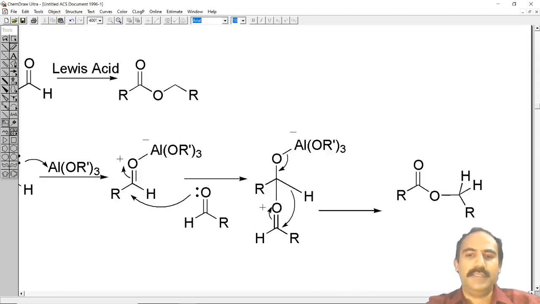Just like in the earlier case, this carbon becomes even more positive, which leads to a hydride shift from this carbon to this carbon. That is 1, 2, 3 atoms apart. So it's a 1,3 hydride shift. So because of a 1,3 hydride shift, you will get an ester, and the ester might be coordinated with the aluminum, but once you add water, you will get your ester without any coordination from the Lewis acid.